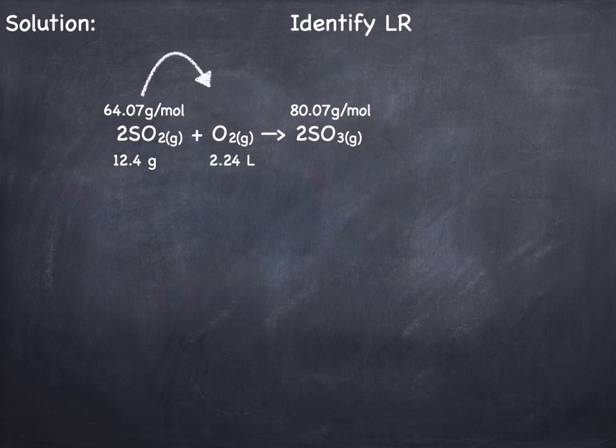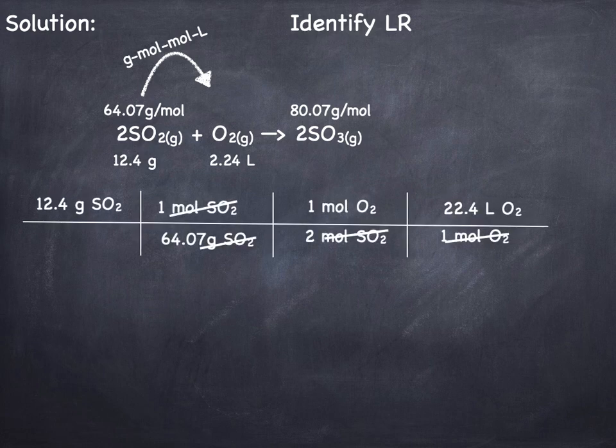So I'm going to start by going from the sulfur dioxide to the oxygen. This is going to be a gram to mole to liter conversion in order to be able to compare what I need with respect to oxygen to what I have. So you're going to start with your given piece of information in the top left, which is the 12.4 grams of sulfur dioxide. We're going to use that molar mass then to convert to moles. We use our mole ratio to do that middle step, 1 mole to 2 mole.